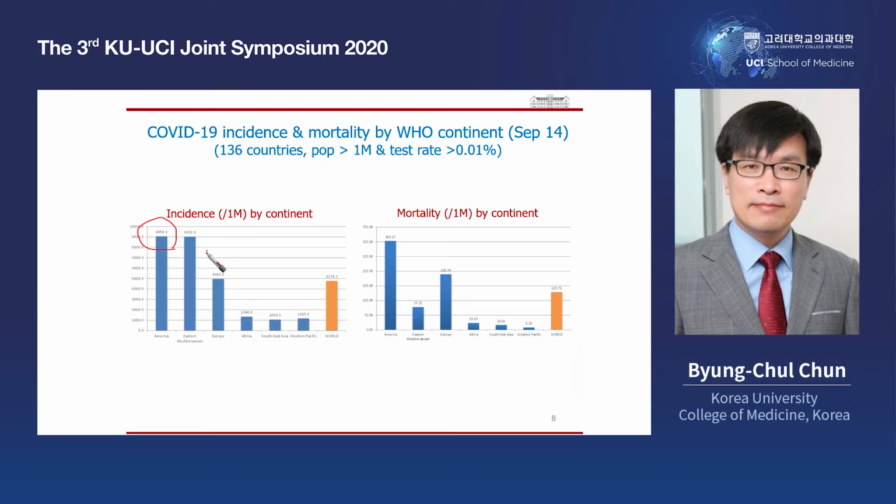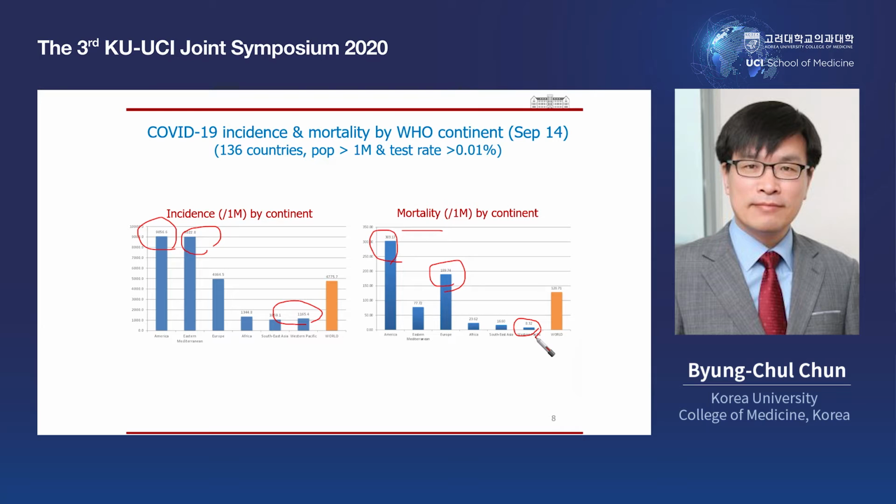America and Eastern Mediterranean area are the highest in incidence, about 90 times higher than the Asian continent. For mortality, America and Europe have over 20 times higher mortality than that of Western Pacific regions.